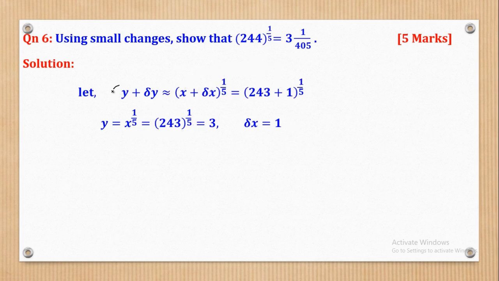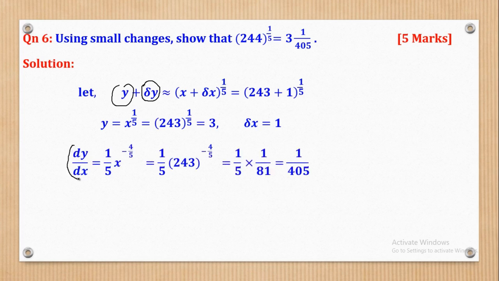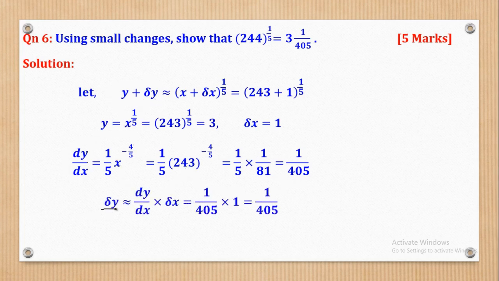Now we have got this value of y, but we don't know this value of small change in y yet, so that is what we are going to get. To get it, you have to first differentiate. So get dy dx. I will differentiate this one to come up with this. After that, I'll substitute for x to come up with this 1 over 405. Then from there, I remember that from small changes, this small change in y is approximately equal to dy dx multiplied by small change in x.